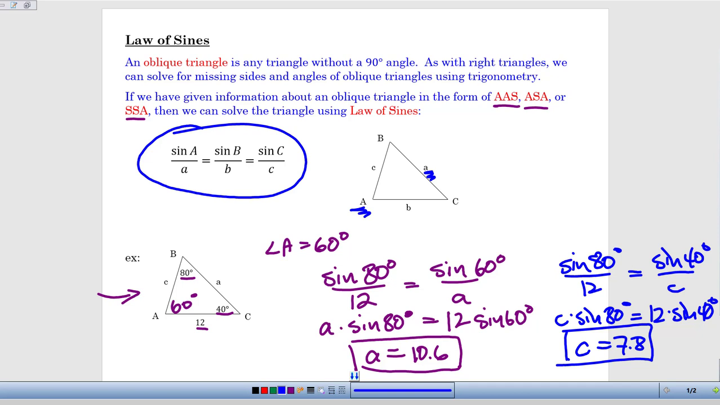And one way that we can kind of double check to make sure that those answers make sense for this example, we know that the larger the angle in a triangle, the longer the side across from it. So angle B should have the longest side, and indeed it does. 12 is the longest side. And likewise, angle C is the smallest angle in the triangle, so it should have the shortest side, and we can see that that turns out to be 7.8, with length A being 10.6 in the middle. So we feel pretty confident that we've got that problem.